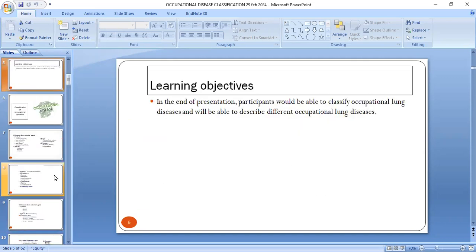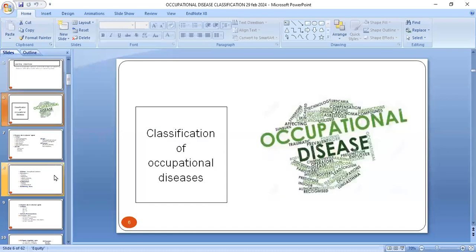By the end of this presentation, participants will be able to classify occupational lung diseases and describe different occupational lung diseases. Now, the classification of occupational disease.